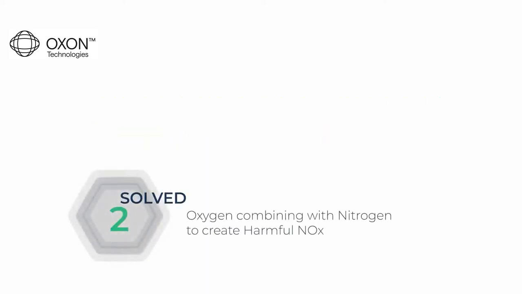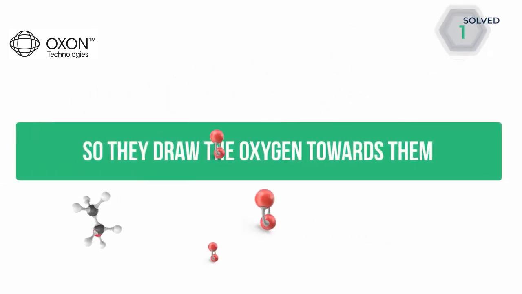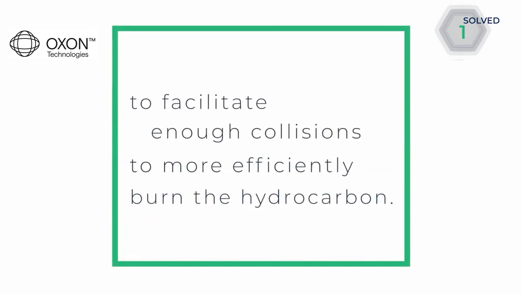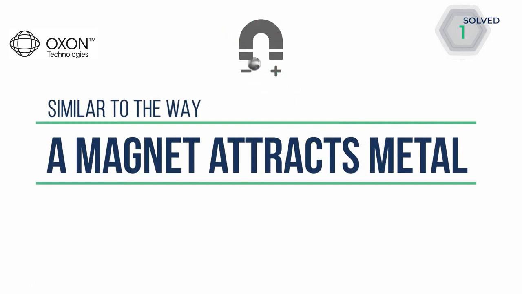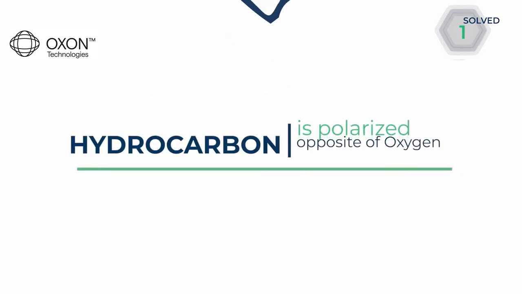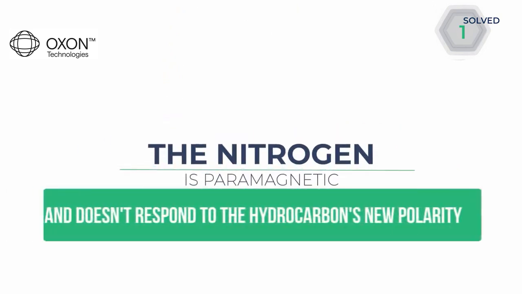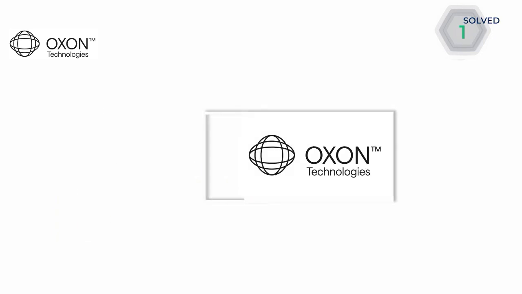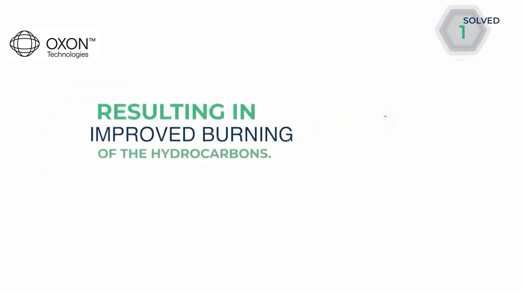Oxon solves both problems by polarizing the hydrocarbon so they draw the oxygen towards them to facilitate enough collisions to more efficiently burn the hydrocarbons. Similar to the way a magnet attracts metal. The hydrocarbon is polarized, opposite of oxygen. The nitrogen, though, is paramagnetic. They don't respond to the hydrocarbon's new polarity induced by Oxon. The effect is a higher number of hydrocarbon-oxygen collisions that results in improved burning of the hydrocarbons.